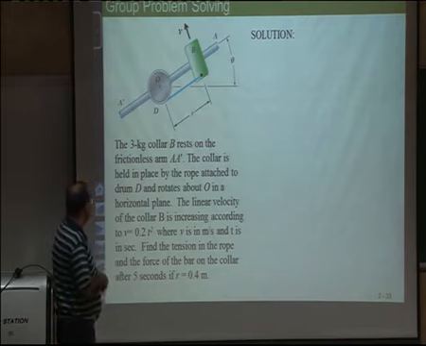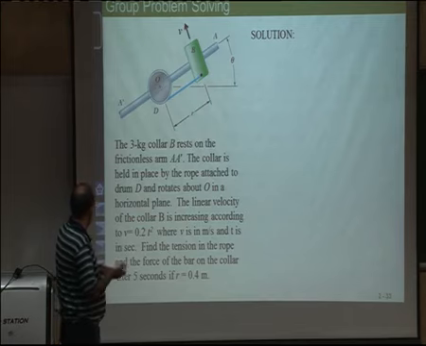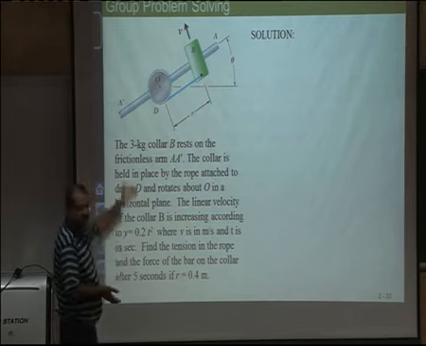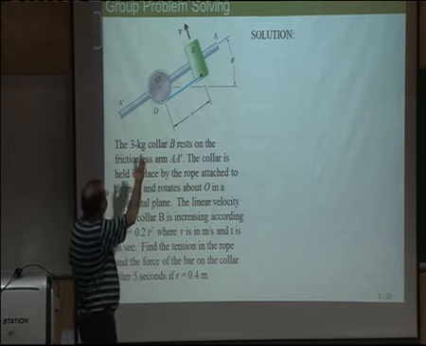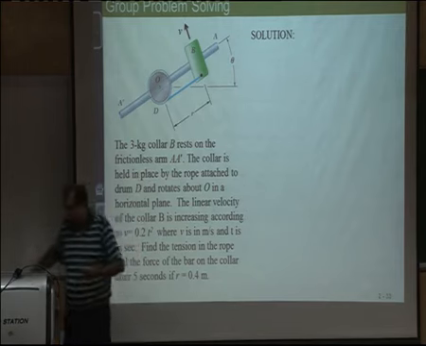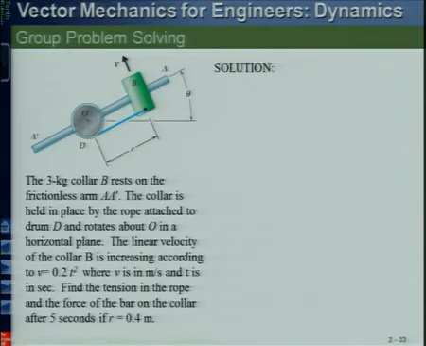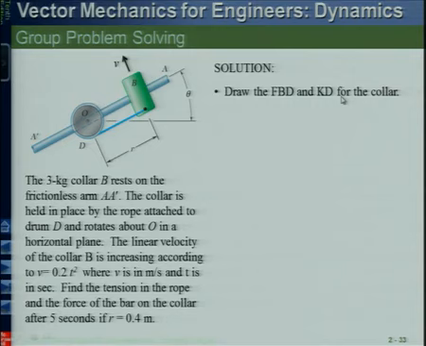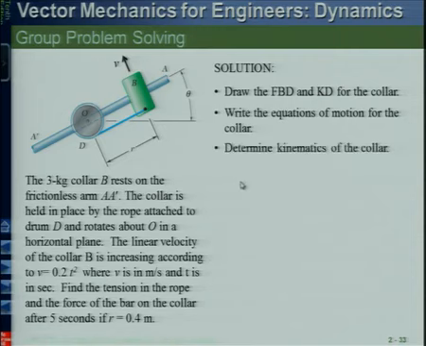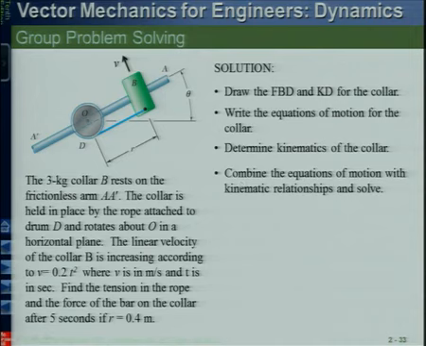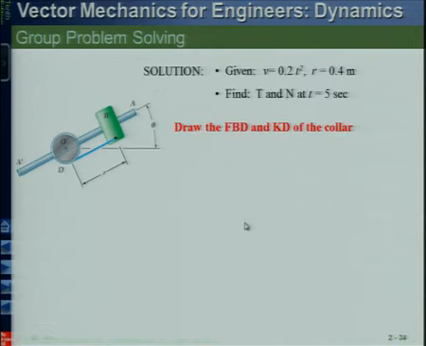After 5 seconds, r is equal to 0. So the data is given. You're asked to find the force and the tension in the rope. The speed is given as a function of time, 0.2 t square. So now, again we draw the free body diagram of the collar, then we will write the equations of motion, and then we will determine the kinematics, and combine these to get the answer. So let's first start by drawing the free body diagram of the collar.